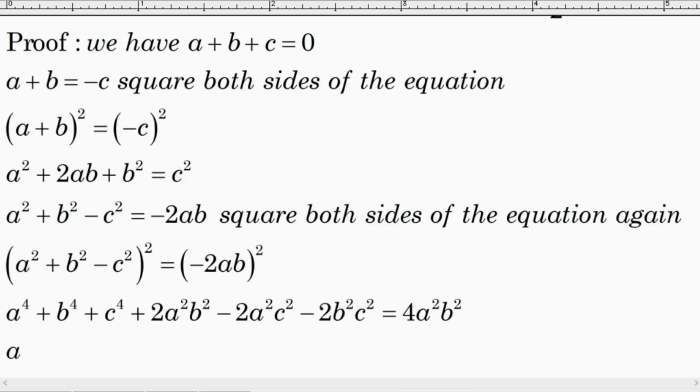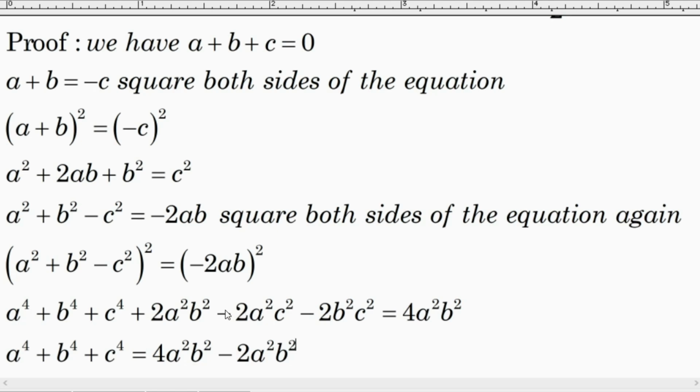We will get a to the power 4 plus b to the power 4 plus c to the power 4 equal to 4a square b square, and then minus 2a square b square. That will be minus 2a square b square.